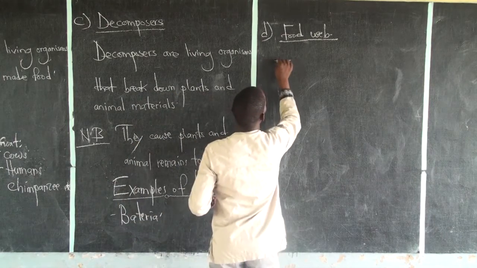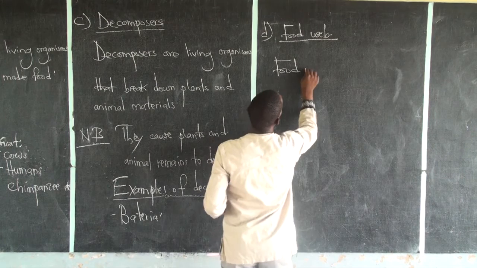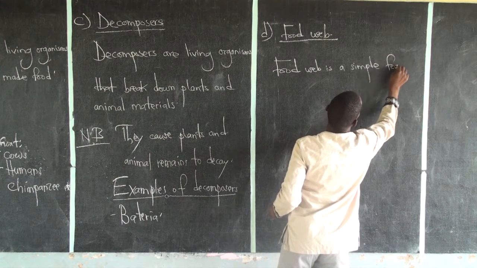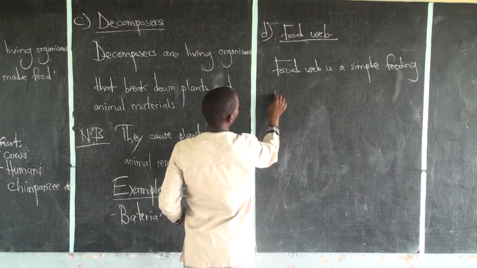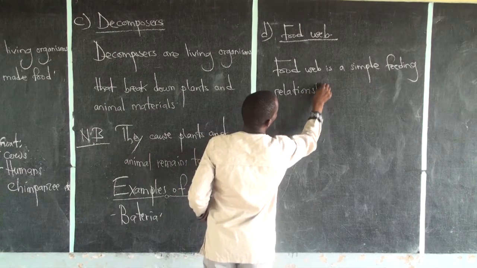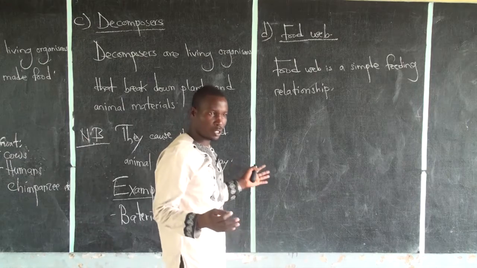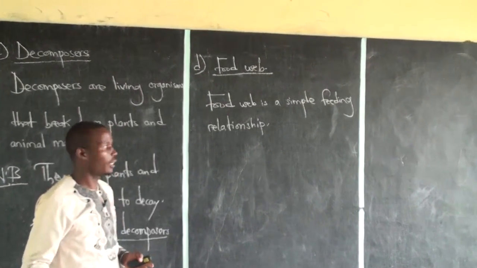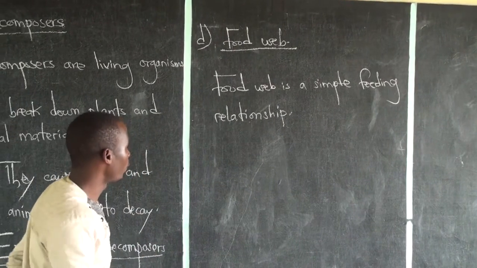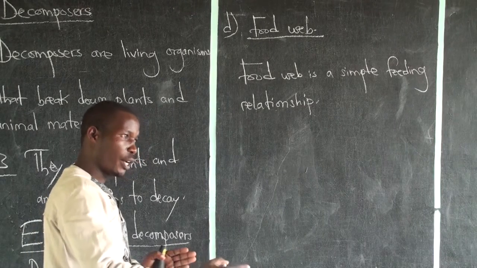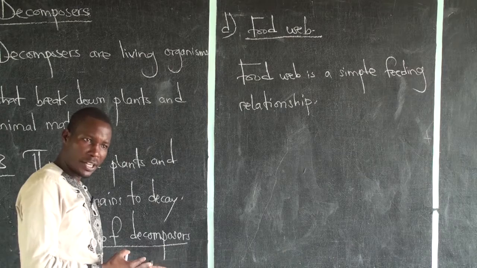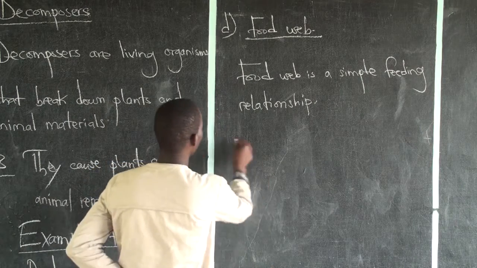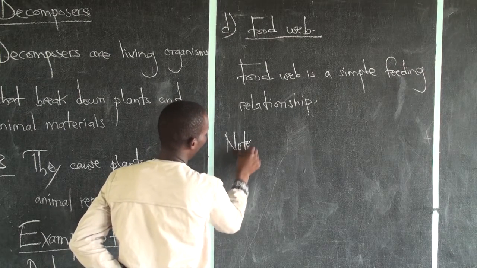So we can simply define a food web. A food web is a simple feeding relationship. Why do we call it a relationship? We want to compare within the living organisms how they depend on each other, how they feed, because everyone is living. So what you have to note here, if you want to look at a food web, the arrangement of the way living things depend on each other, you will find that you begin with the plants. It's very important because we said the plants make their own food. So let us have this note here. It's a very important note.